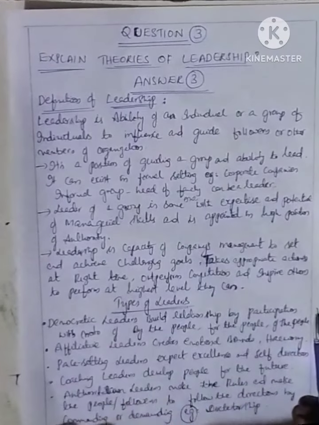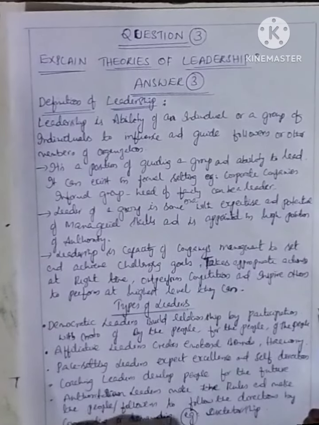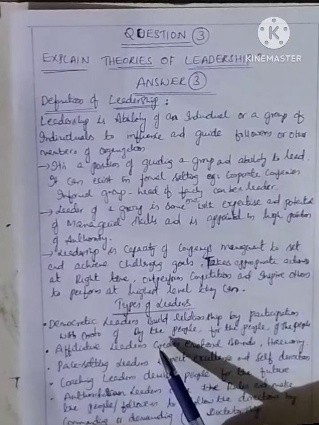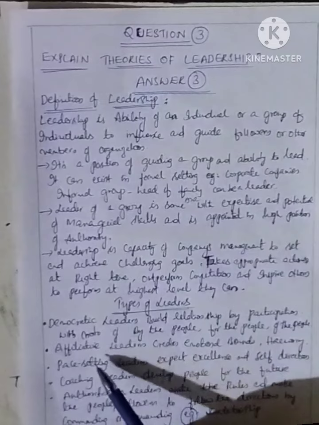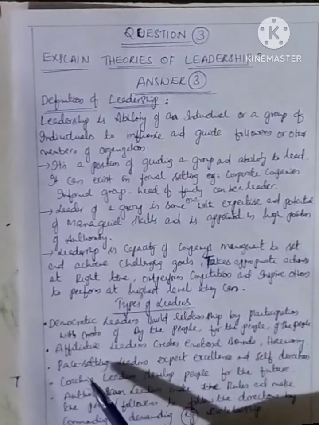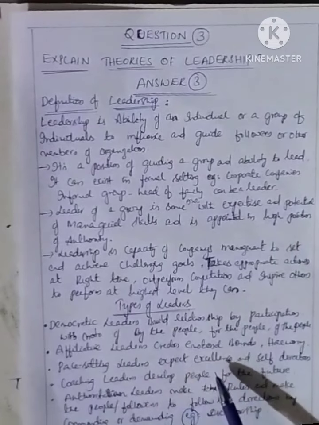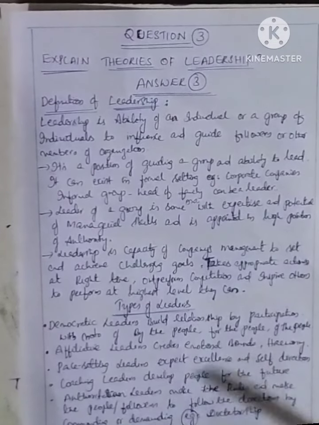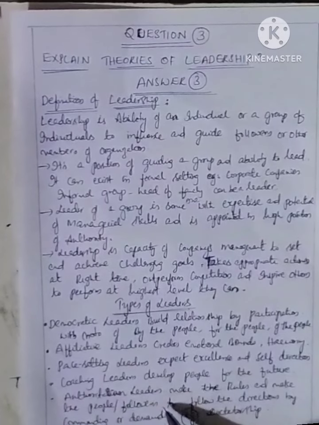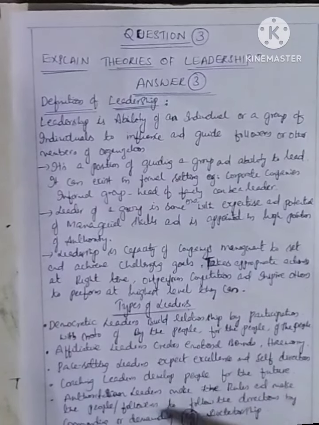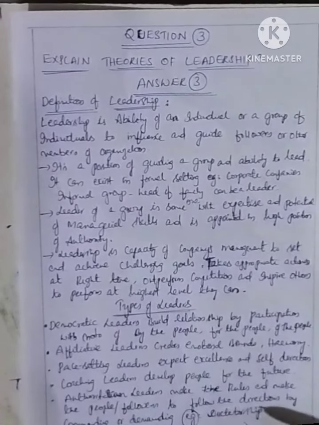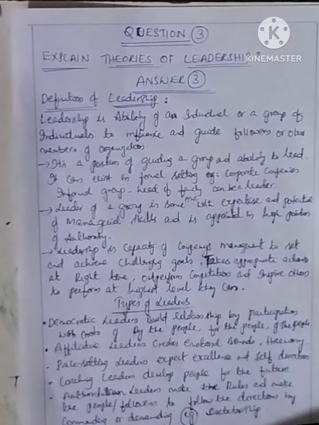Types of leaders. Democratic leaders build relationships by participation, with the motto of by the people, for the people, and of the people. Affiliative leaders create emotional bonds and harmony. Pace-setting leaders expect excellence and self-direction. Coaching leaders develop people for the future. Authoritarian leaders make the rules and make people followers, to follow directions by commanding or demanding. Example, dictatorship.